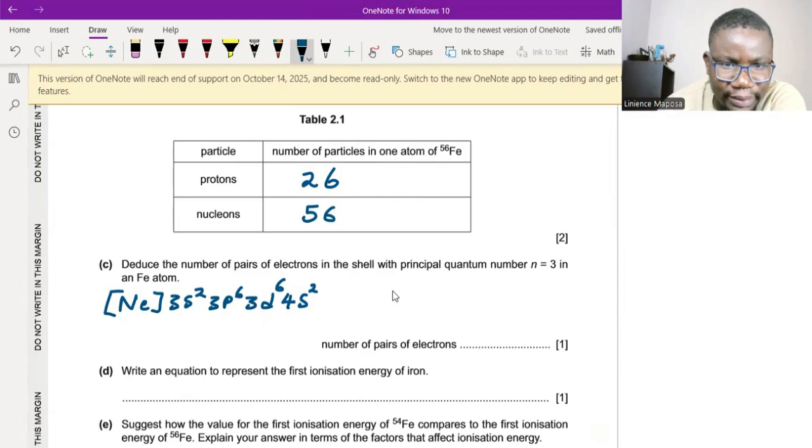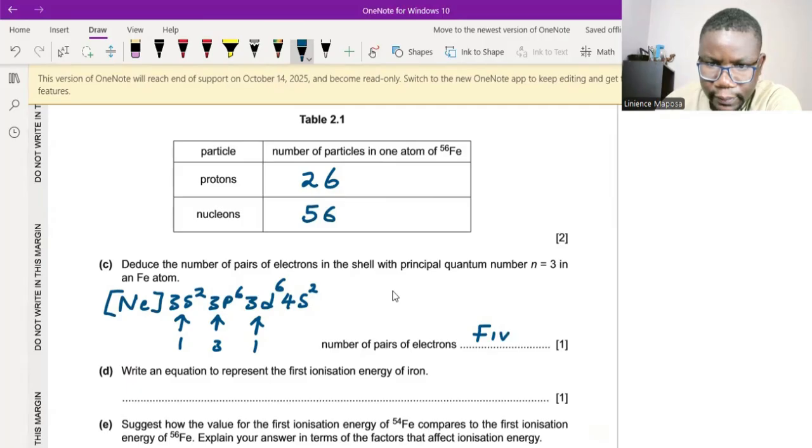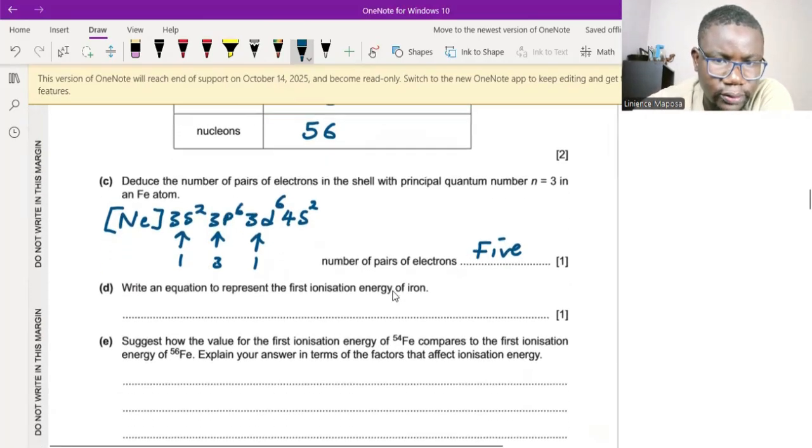All right, so they say deduce the number of pairs of electrons in the shell with this. So there's 1 here, and there is 3 here, and here is a d orbital. So we're going to singly put 5 singly first, and then you pair once. So there's only 1 pair in this. There's only 1. So altogether, it's 5 pairs in the 3d, or in the quantum energy level number 3. So in quantum energy level number 3, you have a pair in the 3s, you have 3 pairs in the 3p, and when you put the 6 electrons in the 3d, only 1 is going to be paired up. So you have got 5 in total.